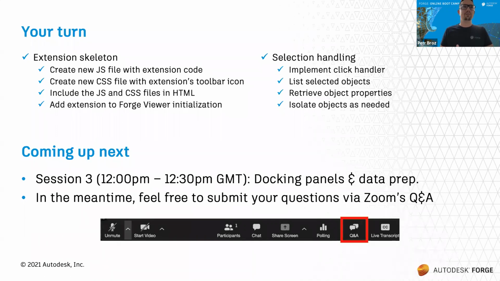And then try and see if you can maybe duplicate this skeleton extension and build another extension that again adds a toolbar button. And when somebody clicks on that button, it will use the viewer.getSelection method to get a list of selected objects. It'll iterate through them. It can use the viewer.getProperties method to retrieve some of the metadata extracted for this element by the model derivative service, and maybe try and use the viewer.isolate method to isolate objects and hide all the other objects. Okay, and let's see if there are any questions.